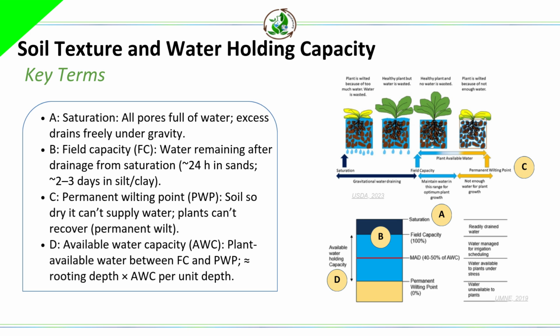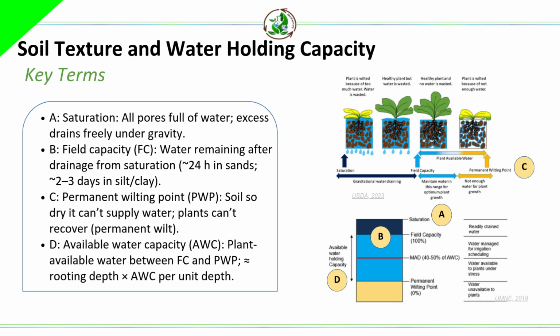Here are some key terms. A. Saturation. All the soil pores are full of water, and any extra water drains freely under gravity. B. Field capacity, FC. The amount of water left in the soil after excess has drained, usually about 24 hours for sandy soils and 2 to 3 days for silt or clay.